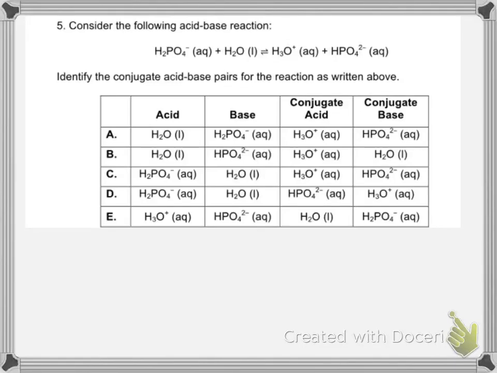In this problem, we're trying to find the acid, the base, the conjugate acid, and the conjugate base. So the acid is going to be the species that loses a proton. In this case, we can see that the H2PO4 minus ends up losing a proton to become HPO4 2 minus over here.